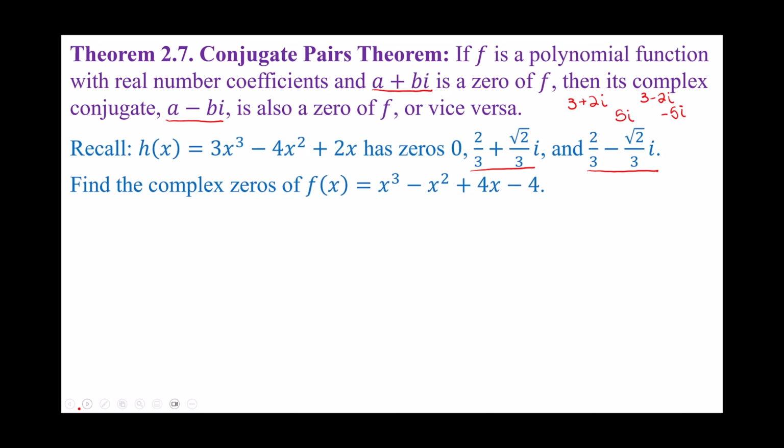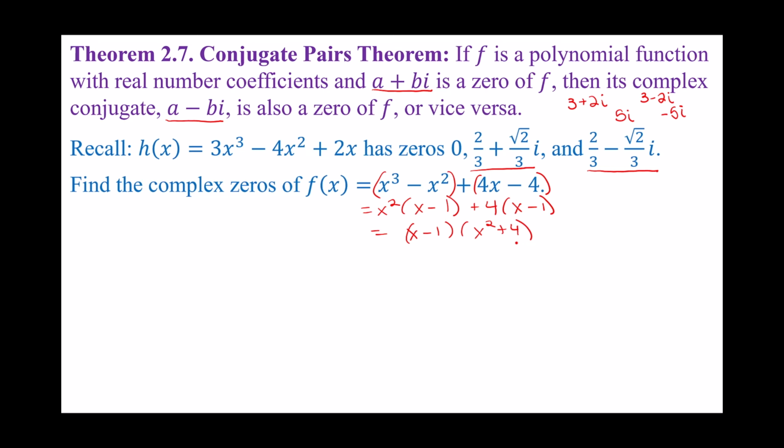Let's find all the complex zeros of this function. F of x equals x cubed minus x squared plus 4x minus 4. We can start by using our potential rational zeros, or we can notice that this function actually does factor by grouping. So let's do that. The first parentheses, I can factor out an x squared, and I get x minus 1. And the second parentheses, I can factor out a 4, and I get x minus 1. Now factor out the x minus 1, and I have x squared plus 4. So that's as far as it can be factored.